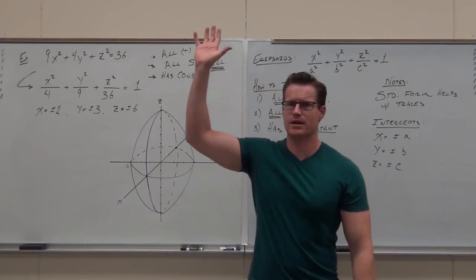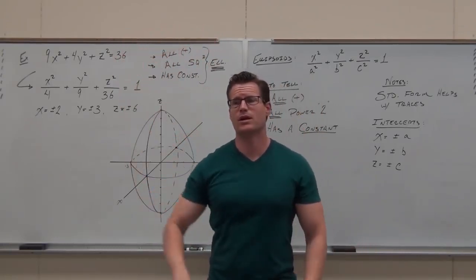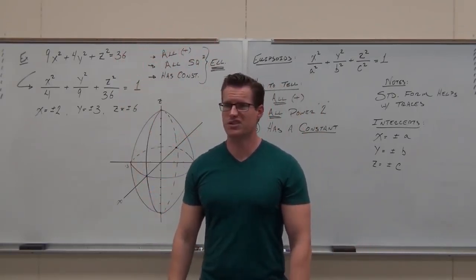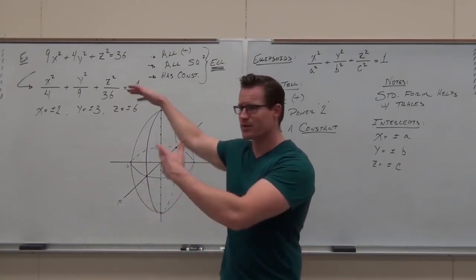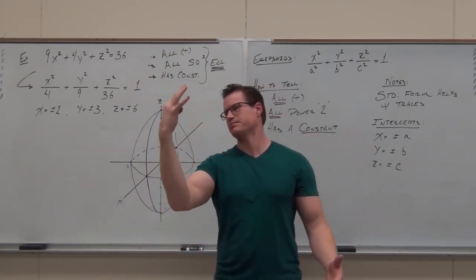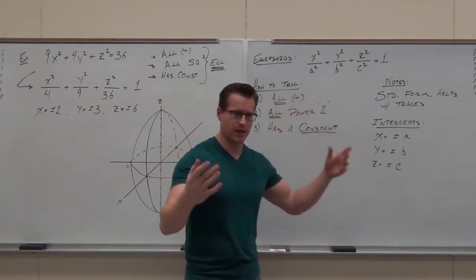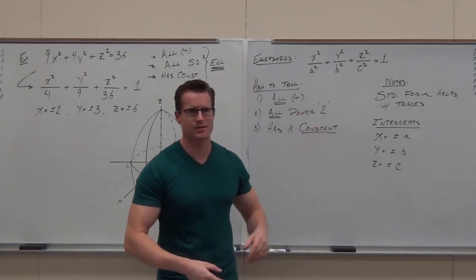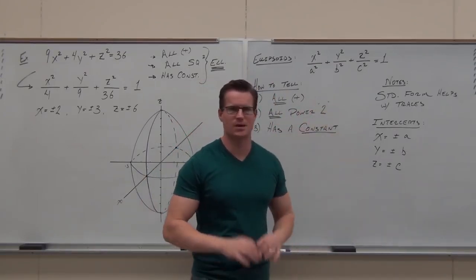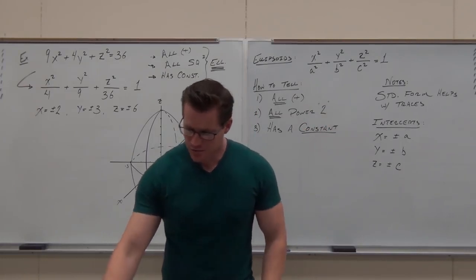Anyway, show of hands, feel okay with that idea? That's ellipsoids. If I give you one on a test, can you draw it? Is it super hard? No, just follow the directions. 3 variables. Here's the form: all positive, all squared, has a constant. Get it in standard form, get your intercepts. You're good to go. Let's move on to the next one.